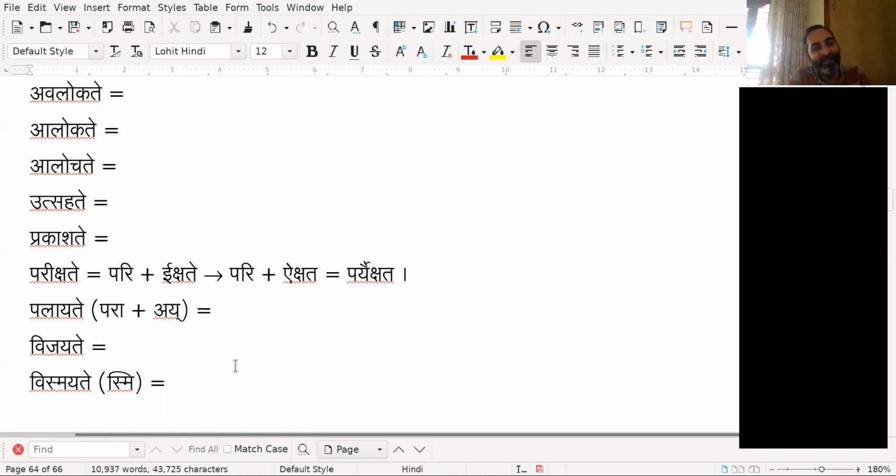Palayate. So this ekshat and everything is atmanepada? Yes, it is. Okay, so pala plus yate. Actually here the upasarga is para, and some rule is there because of which it became pala. So this is a special case. Para plus i. Ayate. What will it become? Para plus. Yes. Ayata.